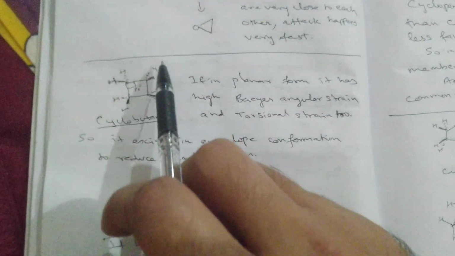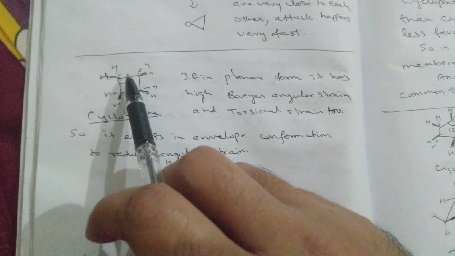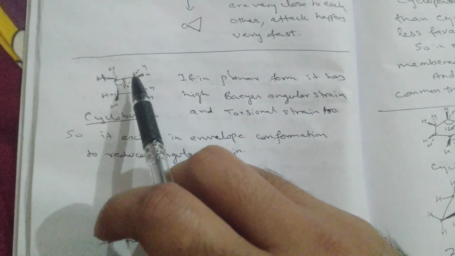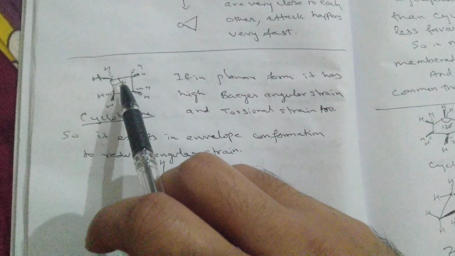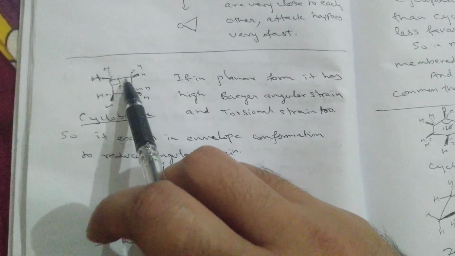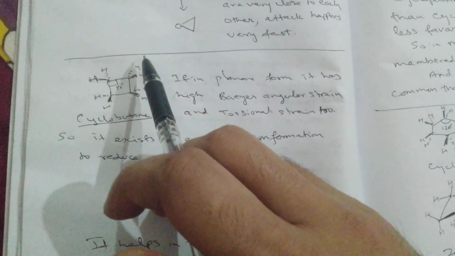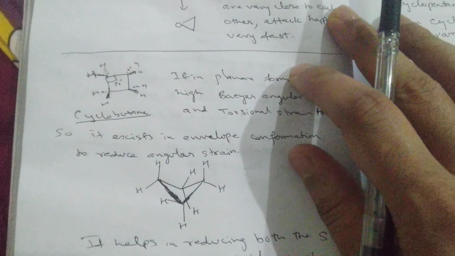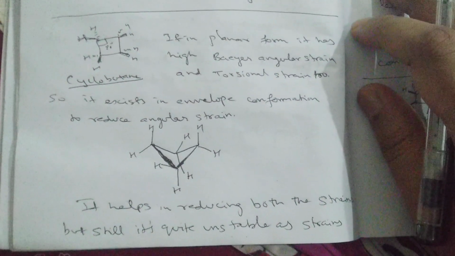Now let's talk about cyclobutane. Cyclobutane is a 4-membered ring. If it was planar, the angle is 90 degrees, compared to the expected 109. So it has close to 20 degrees of angular strain, not stable. And again all the hydrogens are eclipsing each other. So it creates both torsional strain and angular strain.